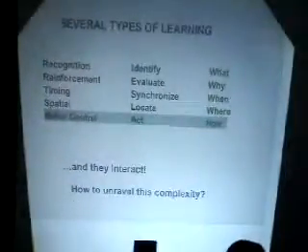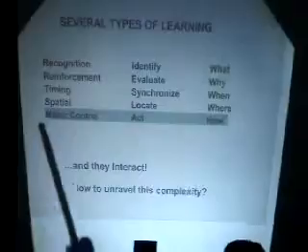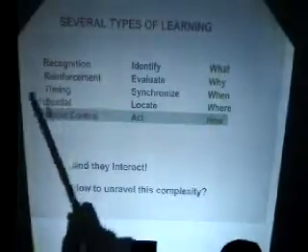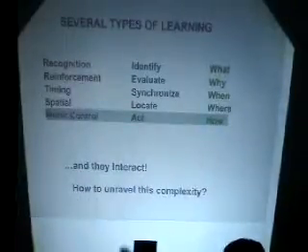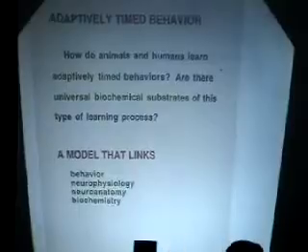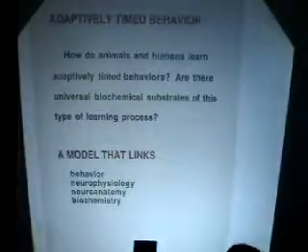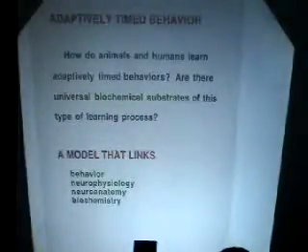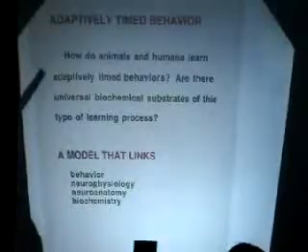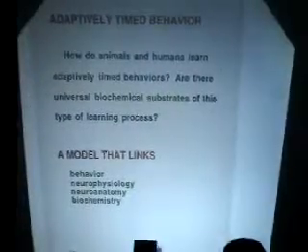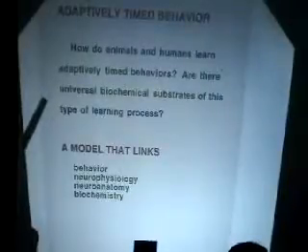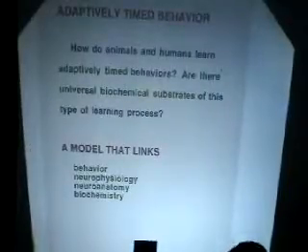So this is going to be a study in motor learning, but it's also a study in how we learn to time things. So it brings up the very large issue of adaptively timed behavior. So how do humans and animals learn adaptively timed behavior? And in particular, are there universal biochemical substrates of this kind of learning?